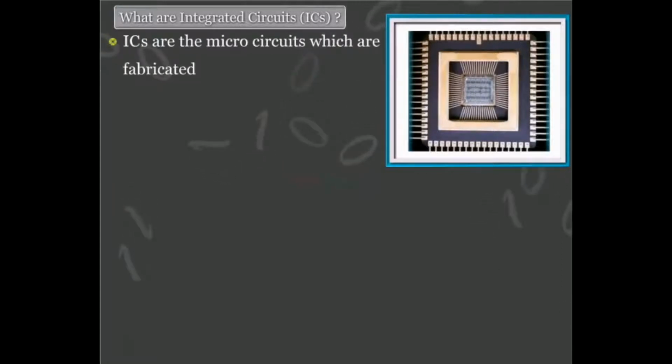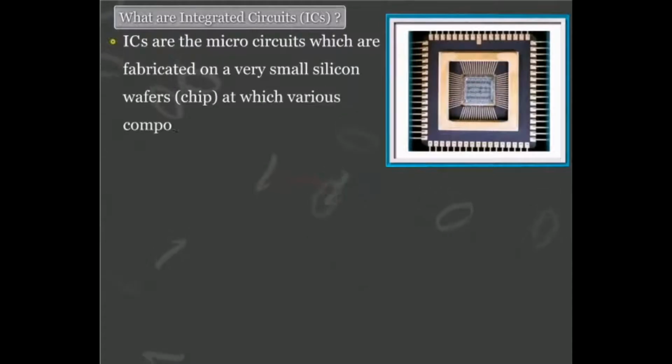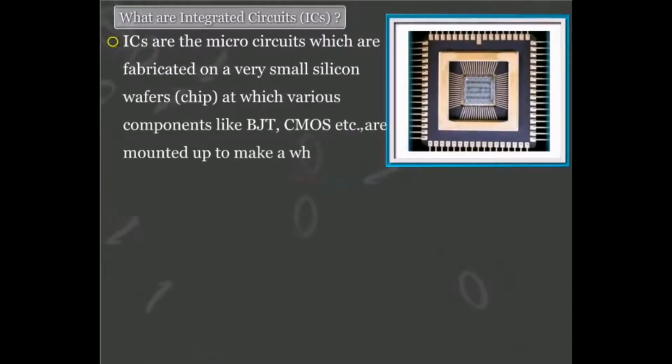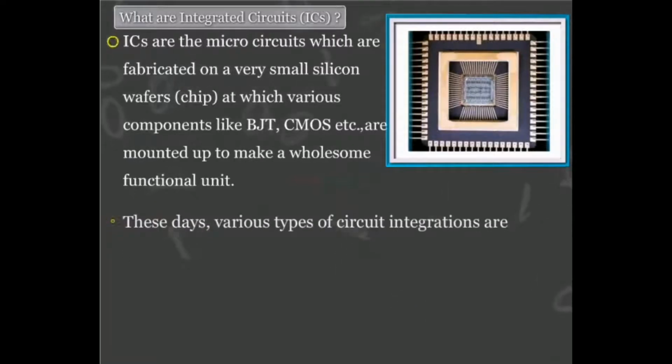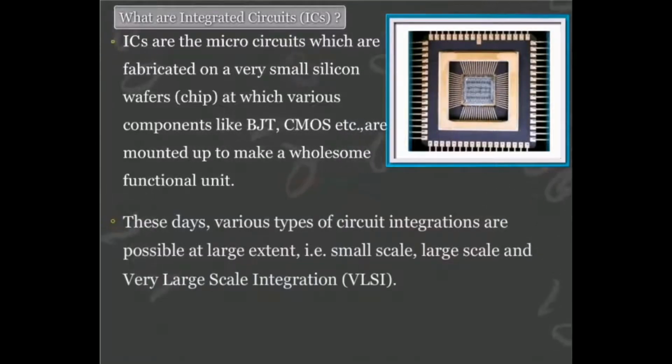What are integrated circuits, that is ICs? ICs are microcircuits which are fabricated on very small silicon wafers, that is a chip, on which various components like BJT, CMOS, etc. are mounted to make a wholesome functional unit. These days, various types of circuit integration are possible to a large extent, that is small scale, large scale, and very large scale integration, that is VLSI.